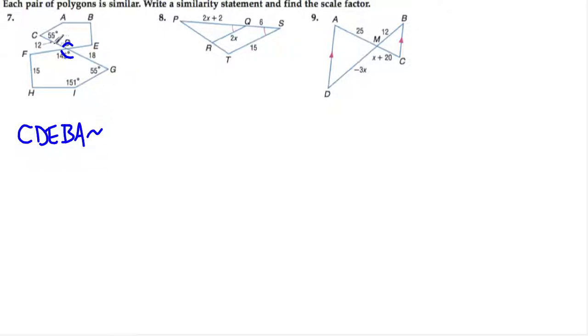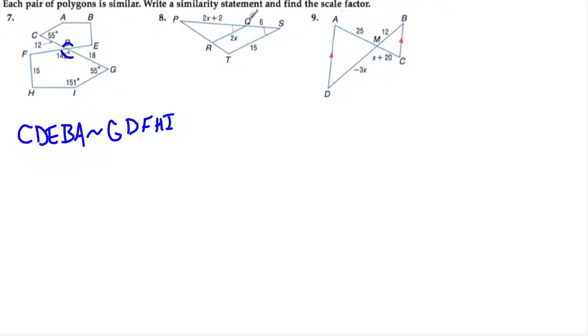That's going to be similar. Well, C, as we know, is congruent to G. And D is congruent to D. So if I start here, GD, then I'm just going to keep going around this direction. So GD, FHI. And these two pentagons are going to be similar.